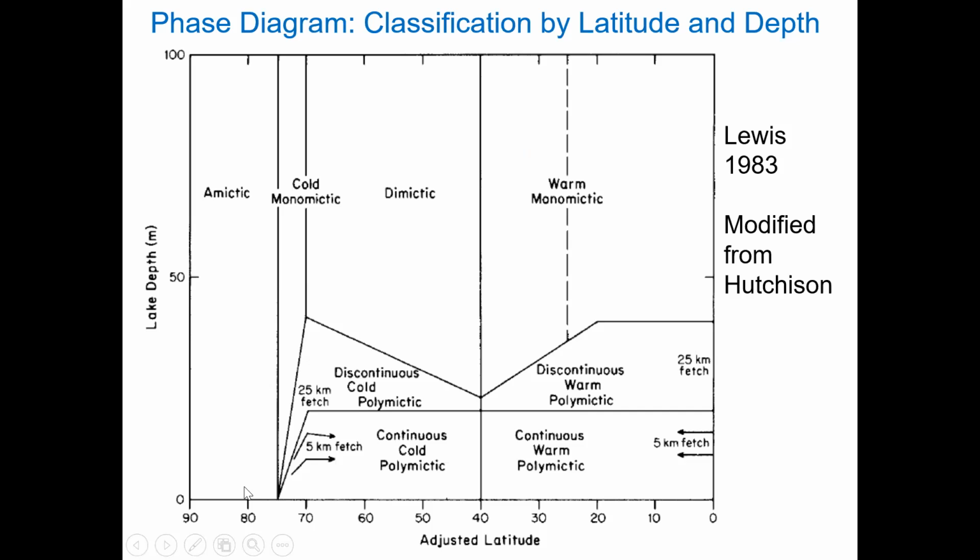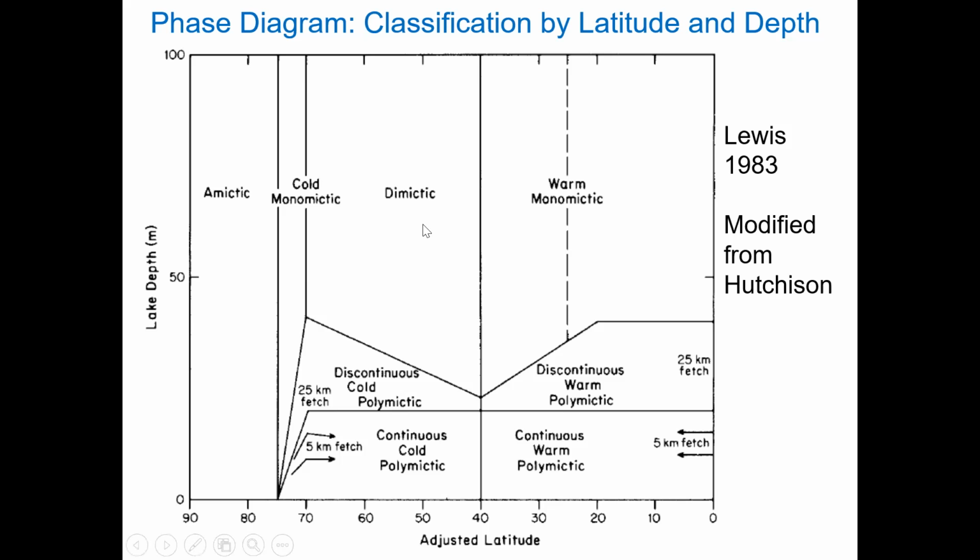Now, I want to give you an example of a phase diagram, and this is one that I suspect many of you are already familiar with. Here, it was developed by Lewis and modified by Hutchinson, and it describes the annual cycle of mixing in lakes of many sizes and different latitudes and depths. So, for instance, in warm parts of the world where lake depths are more than maybe 10 meters, but it's variable, the lake may only mix completely once a year, and the rest of the year it may be stratified.